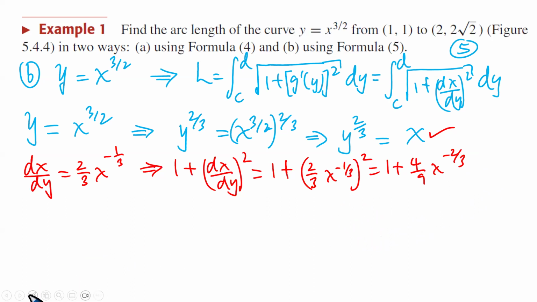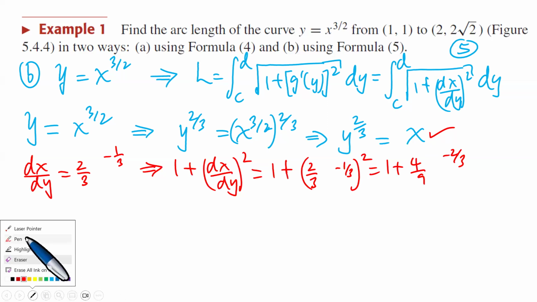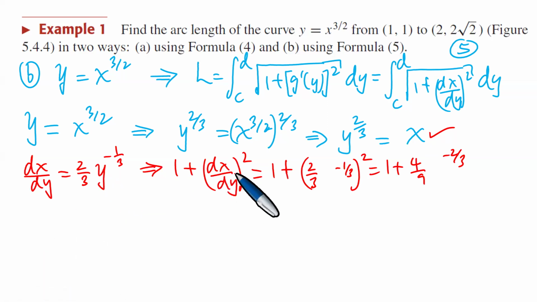Okay, this is all y. This is all y because it's dx/dy we're finding. So it's all y.